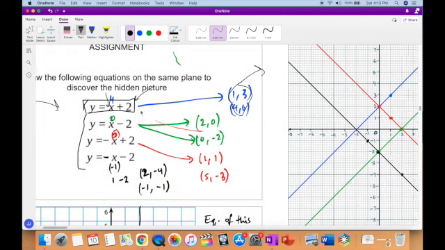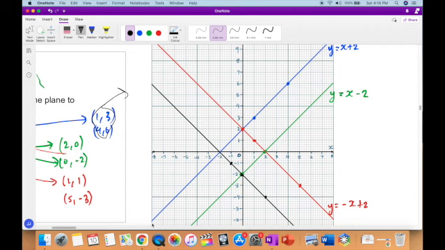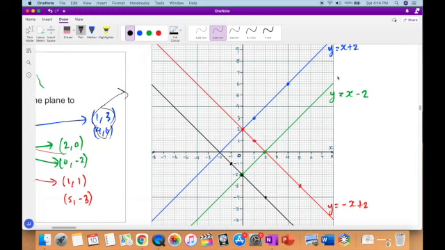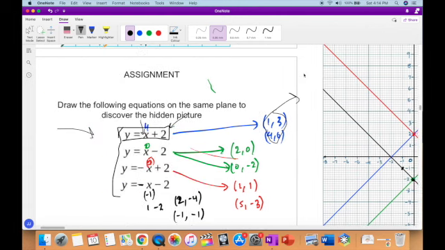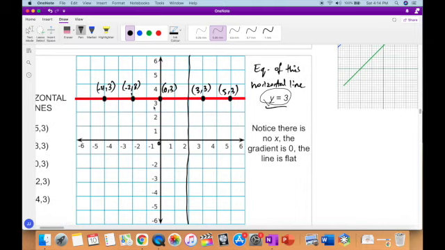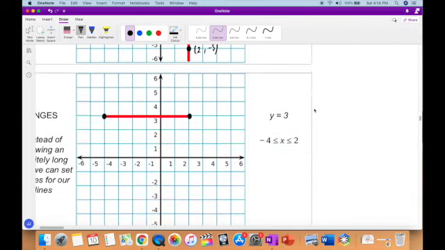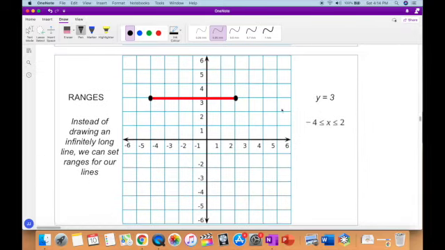When we have an equation of a line, we usually draw the line straight across the graph paper. This is to imply that this line goes straight through to infinity, right? So this line is longer than your graph paper could ever be. But what if we don't want it to? What if we want to just draw a short line? So we could use ranges. Instead of drawing an infinitely long line, we could set a range for our lines.